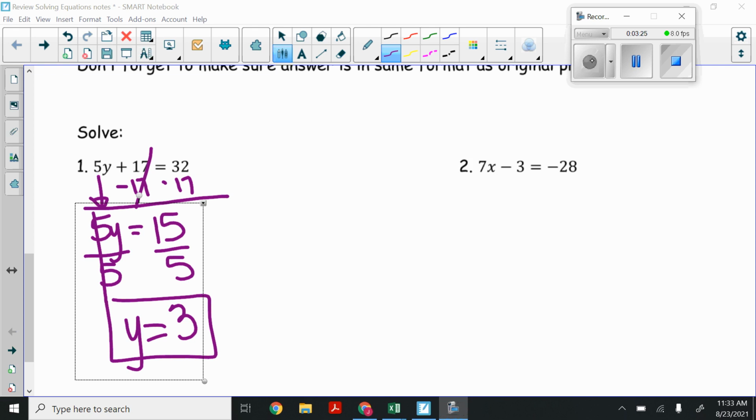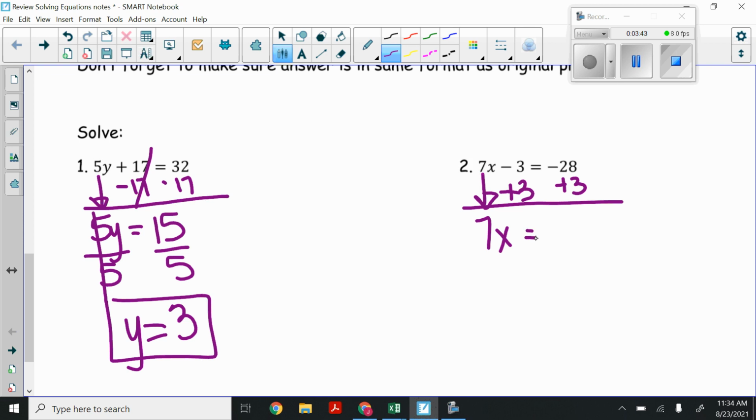Number 2, 7x minus 3 equals negative 28. So again, first I need to get rid of that minus 3. It's being subtracted, so I want to add 3 to both sides. After I do that, the 7x comes straight down. Negative 3 plus 3, the 3's cancel. On this side, negative 28 and a positive 3 gives me a negative 25.